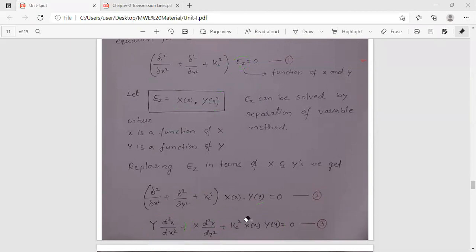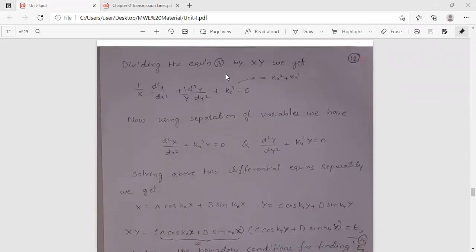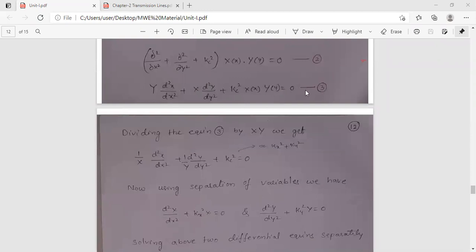Now with this, we have to simplify. Let me explain how it is being simplified. Now dividing equation 3, this equation 3 we have is being divided by capital X and capital Y. Then this y and this y will get cancelled, and the remaining term 1 by x will be there here. And if I divide this with x and y here, the x and x will be cancelled out, and 1 by y is the term left out.